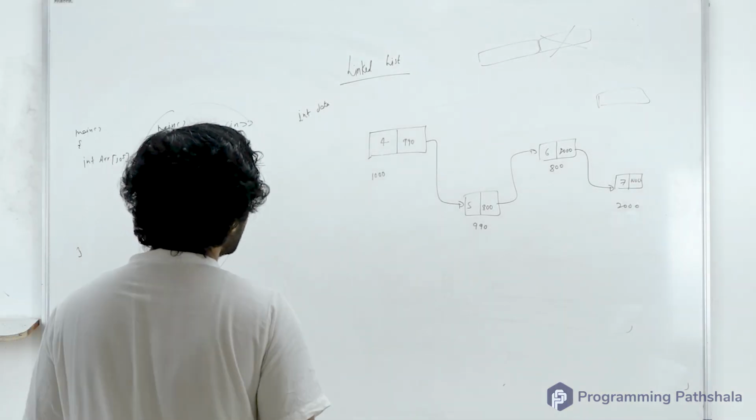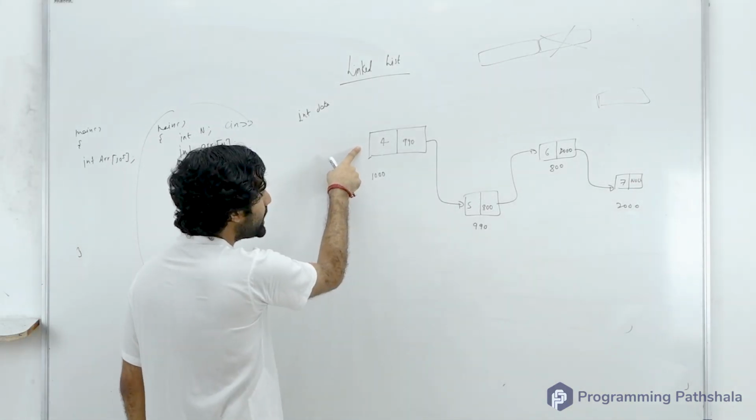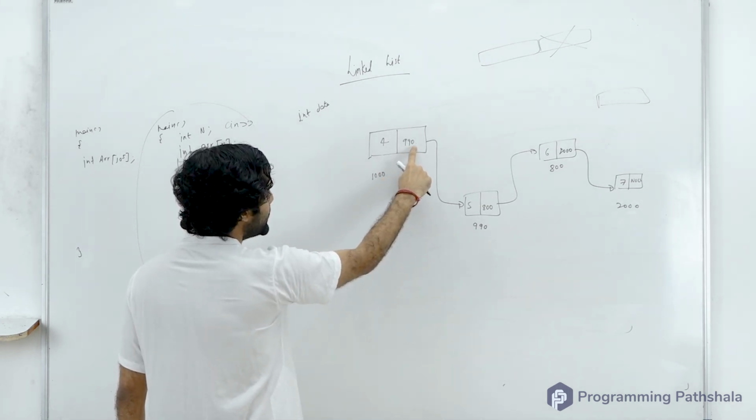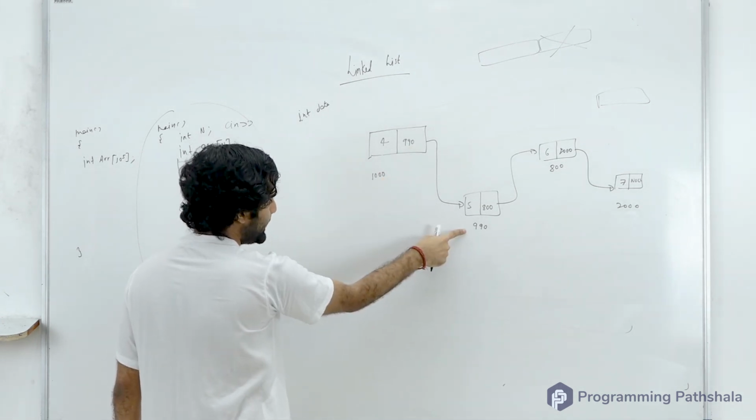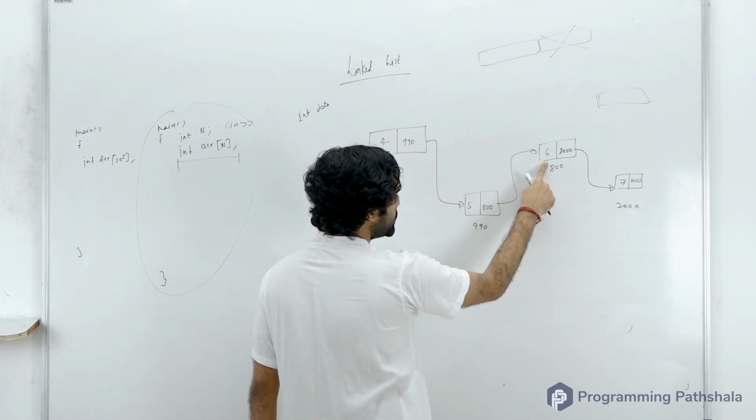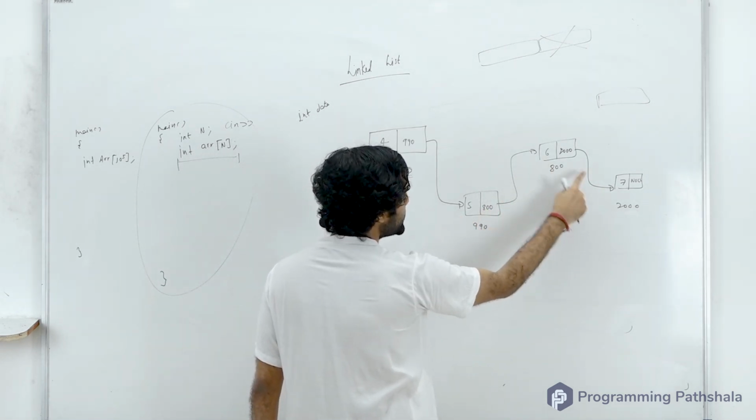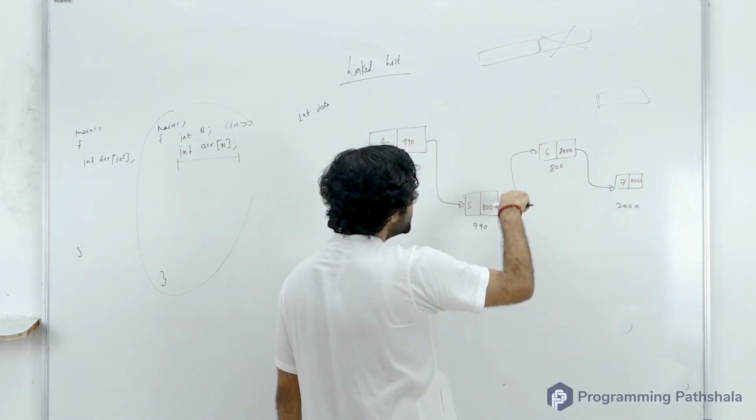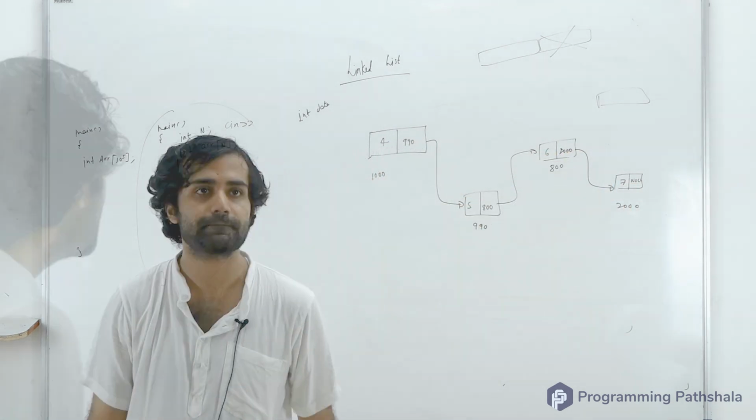Now if you are here, then you can always move here because you know that the address of the next node is 990, so you can go to 990. Once you are here, you know the address of the next node is 800, you can go there. You know that the address of the next node is 2000, you can go there. And here it is null, that means this marks the end of the list that I have seen.